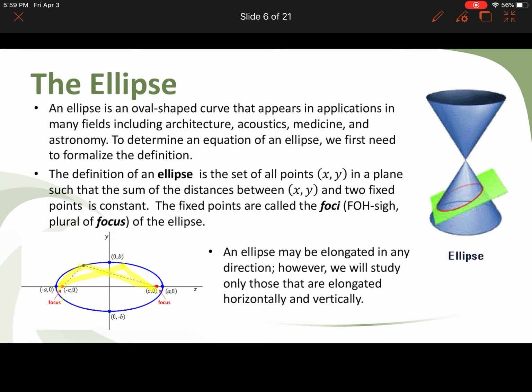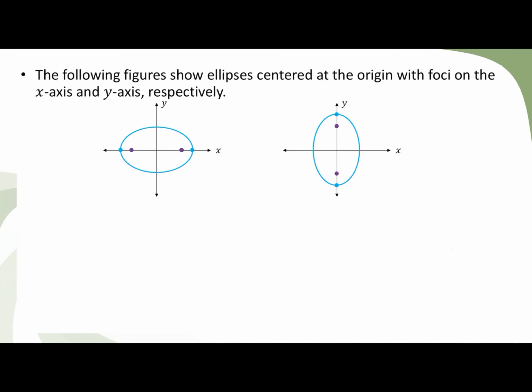So an ellipse can be elongated in any direction. But in this class, we're only going to do horizontally elongated or vertically elongated. So these are the two. The first one is horizontal. The second one is elongated vertically. And the thing that you're looking at is the longest length.